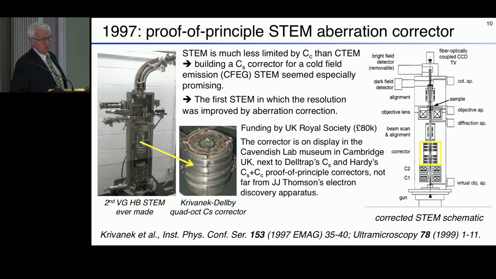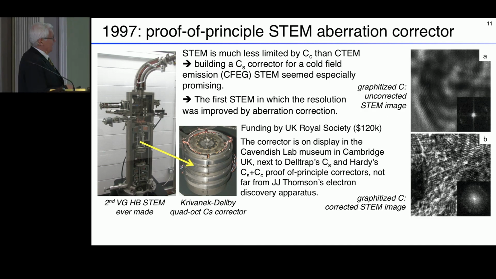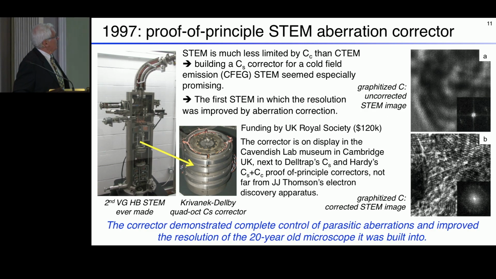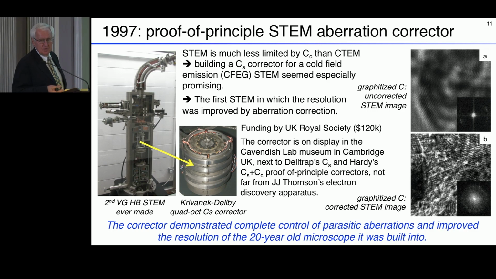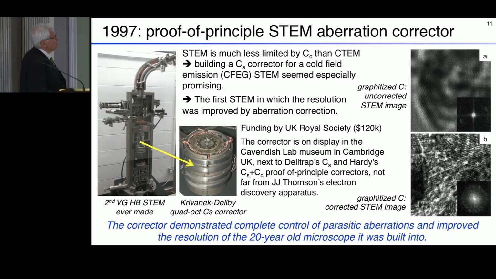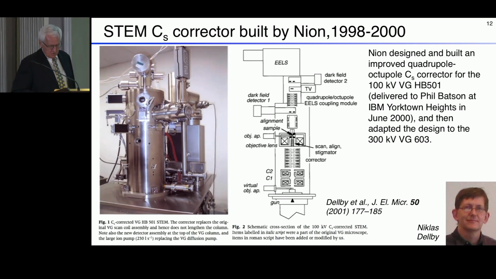We learned how to do aberration correction on that, and our second generation corrector. So the first one demonstrated complete control of parasitic aberrations. That is important. When you do aberration correction, all kinds of parasitic things like threefold astigmatism become very important. You have to fix them in addition to the primary aberration you were curing. If you don't do that, you could end up with a worse image than before you started doing aberration correction. So we improved the resolution of the 20-year-old microscope this corrector was built into.